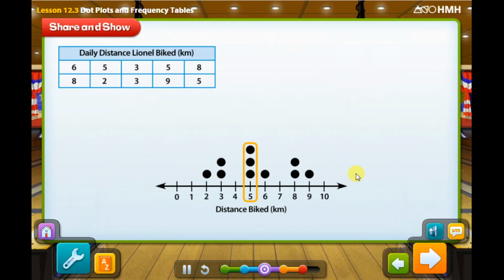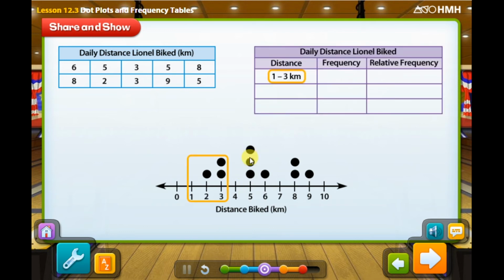You can see that Lionel biked 5 kilometers the most often because the stack of dots is the tallest above the value 5. The first step in making a relative frequency table is to determine the equal intervals to use. Start with an interval of the 3 distances, 1 kilometer through 3 kilometers. The next interval is 4 kilometers through 6 kilometers. The last interval is 7 kilometers through 9 kilometers. So you can use the dot plot to find the frequency of each interval.